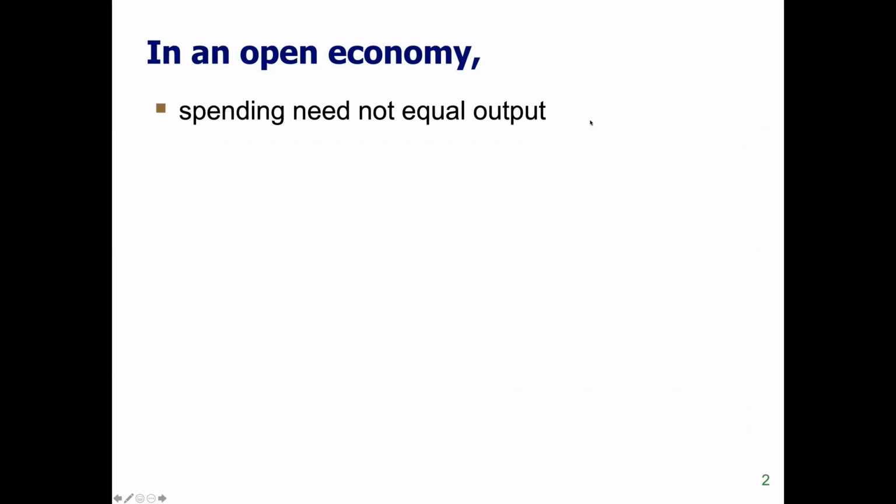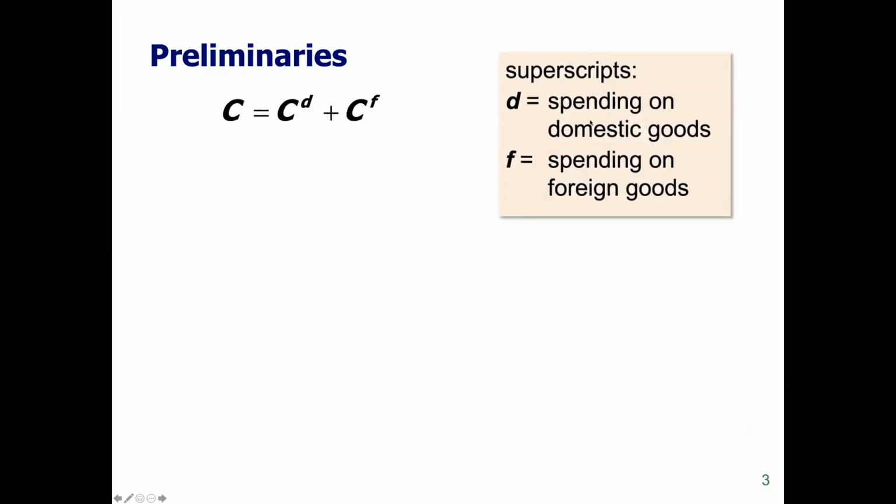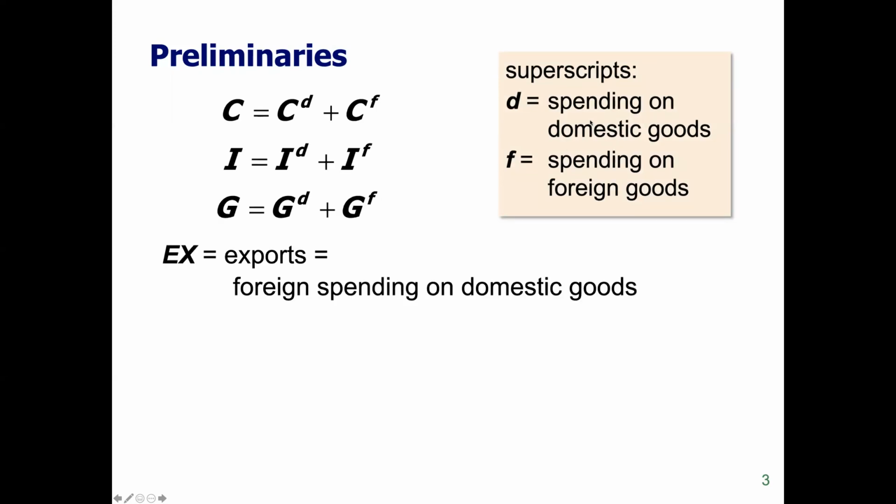In an open economy, spending doesn't have to equal output. Saving doesn't have to equal investment. So there are changes that happen. Let's look a little bit at the accounting. Consumption is consumption of domestically produced goods and consumption of foreign produced goods. Same for investment, same for government purchases. And exports is foreign spending on domestic goods.